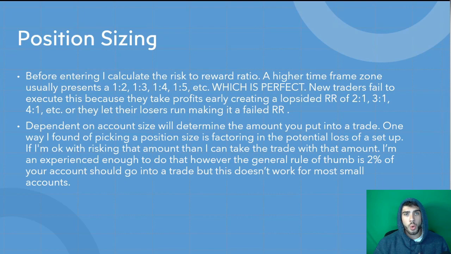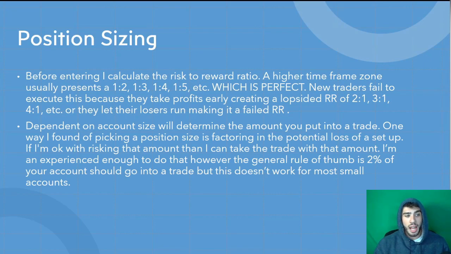As a new trader or an inexperienced trader, traders fail to execute because they take profits too early, making the RR lopsided. Maybe it's 2 to 1, maybe it's 3 to 1, 4 to 1, etc. Or they let their losers run, making it a failed risk to reward. Depending on your account size will determine the amount you put into a trade. One way I found of picking a position size is factoring in the potential loss of a setup. If I'm okay with risking that amount, then I can take that trade with that amount.